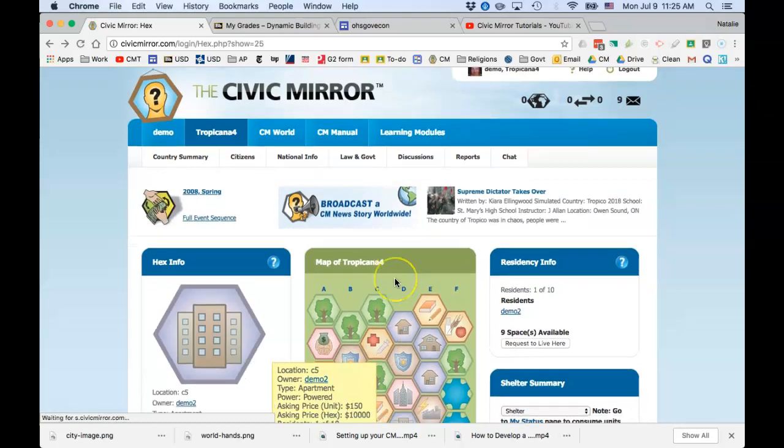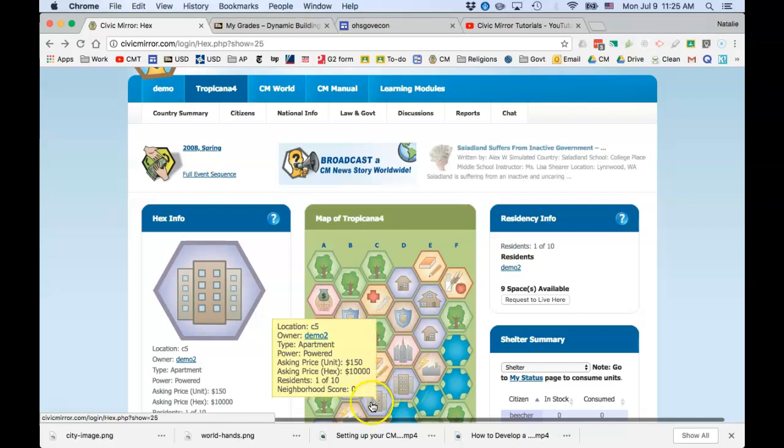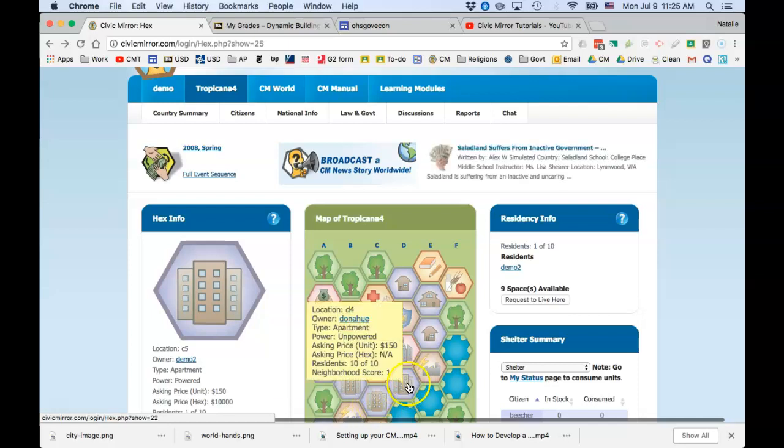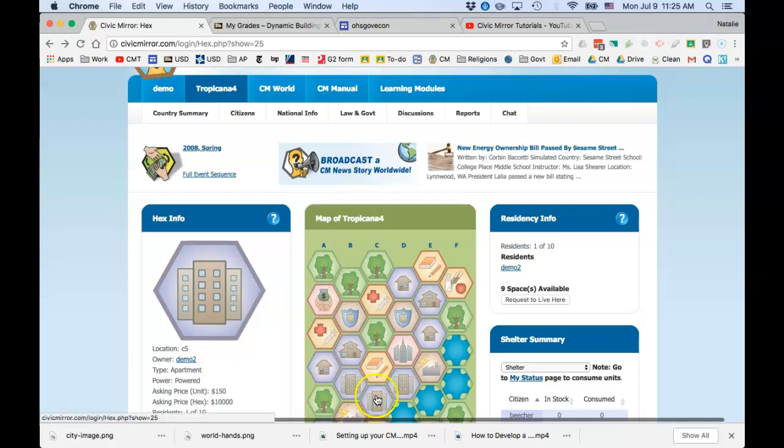Okay. Now, of course, you might want to live in an apartment complex that has a higher neighborhood score. This one has a 0 neighborhood score. This is a 1 neighborhood score. This is a 3 neighborhood score. But if you're just in a hurry and you want to get the thing done, you might not want to wait around for this neighborhood score of 3, meaning you get higher well-being points for living there, for them to power it. You might just be in a hurry. It depends on what your priorities are.